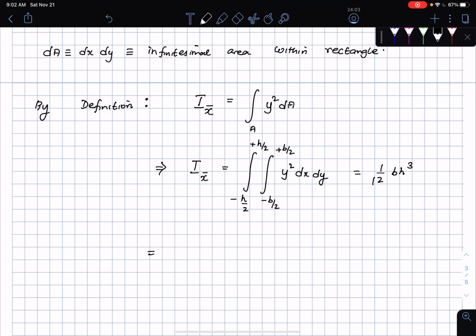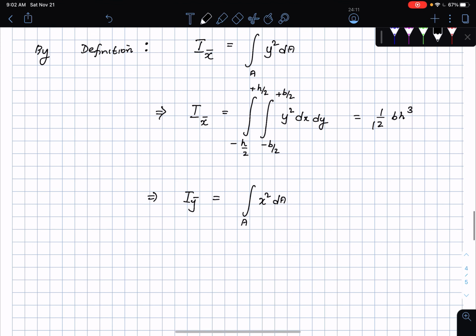Okay, likewise Iy bar is the integral over the area of x square dA, which tells me that Iy bar is going to be the double integral, same idea, from minus h by 2 to plus h by 2 and minus b by 2 to plus b by 2 of x square dA. dA is dx times dy, and if I do the integration, this is going to end up being 1 by 12 hb cube. Okay, and look at the units for moments of inertia.